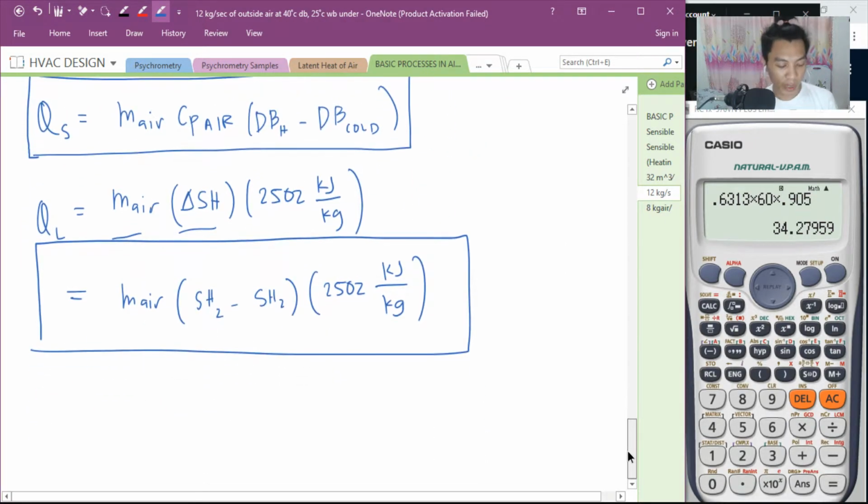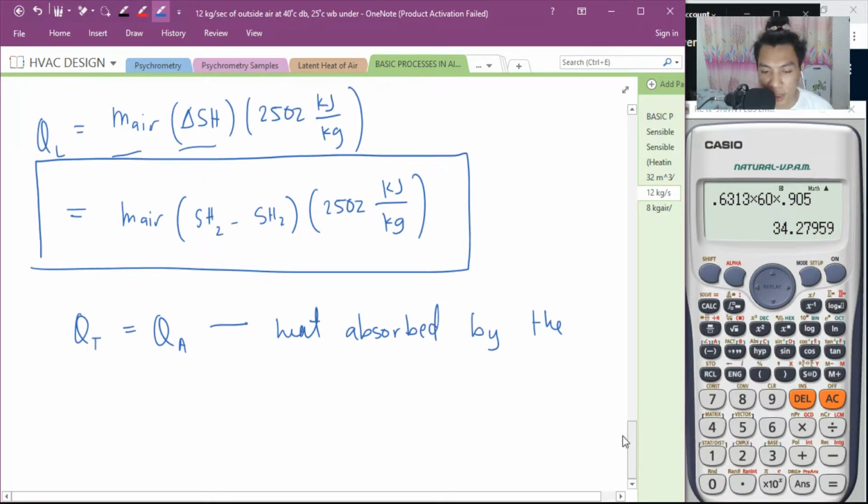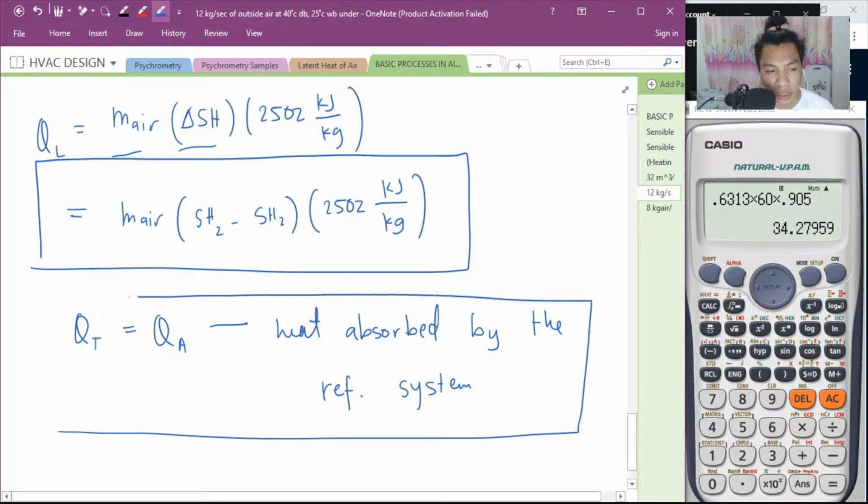Okay? Where QT is equal to QA. Ano ba yung QA? Sir, that is the heat absorbed by the refrigeration system. Ayan, hindi na siya yung total heat. That is the total heat absorbed by the refrigeration system. Okay? So, let us go with the example.